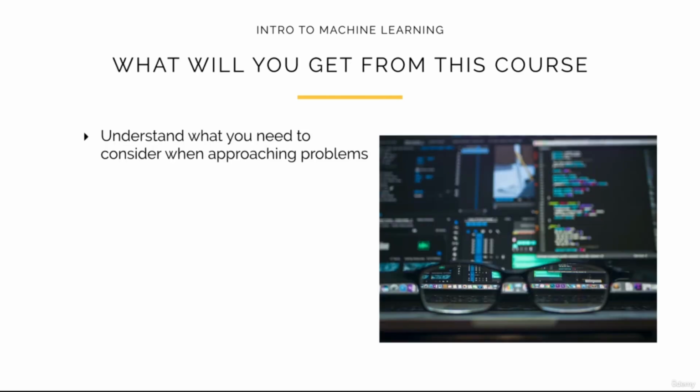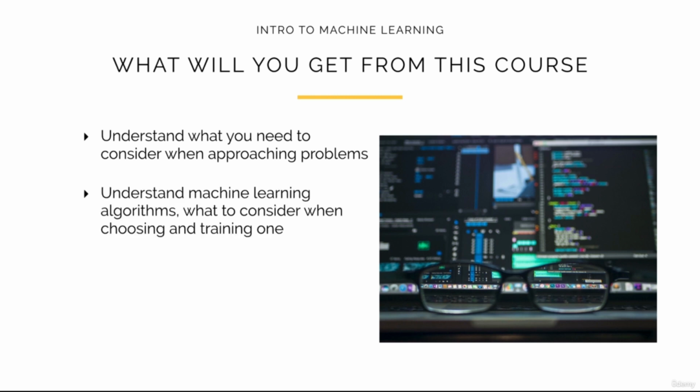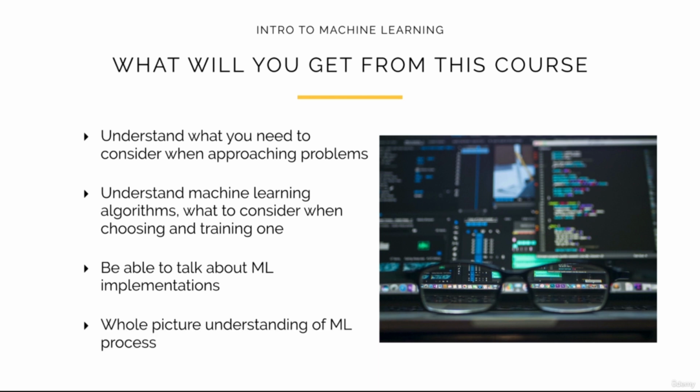All right, so what are you going to get from this course? Well, you're going to get a good understanding of what you need to consider when you're approaching machine learning problems. So you're going to learn about machine learning algorithms and what you need to consider when you're choosing one, as well as what you need to consider before and while you're training one. You're going to be able to talk about different machine learning implementations with people. You're going to be able to have conversations with people where they tell you about their implementation. You're going to be able to understand what they're talking about, and you may even be able to give feedback or suggestions for things to consider. And you're going to get a whole picture understanding of what the whole machine learning process looks like.